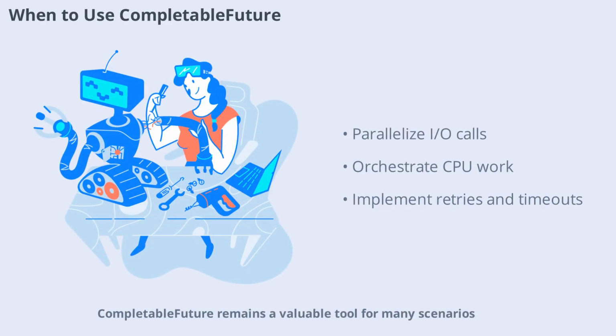CompletableFuture remains a valuable tool for many scenarios. Use it to parallelize independent I/O-bound calls, orchestrate CPU-bound work where results depend on each other, or bridge callback-based APIs into a fluent, composable model. It's also great for implementing timeouts, retries, and fallbacks around asynchronous operations. Knowing when to use CompletableFuture versus newer features is key to effective Java development.